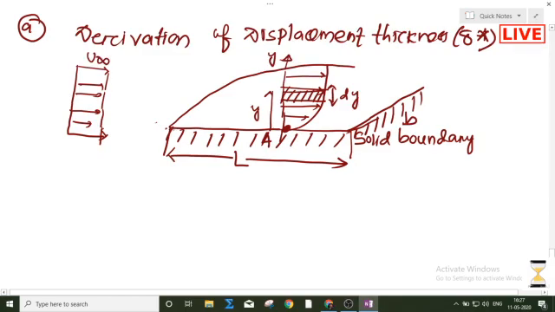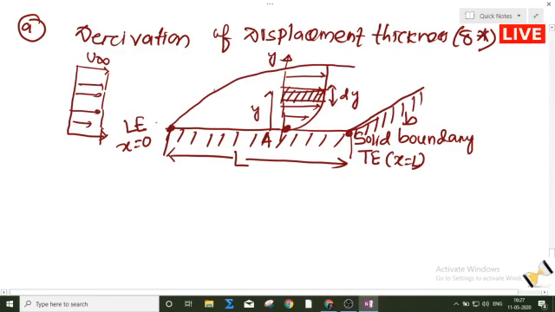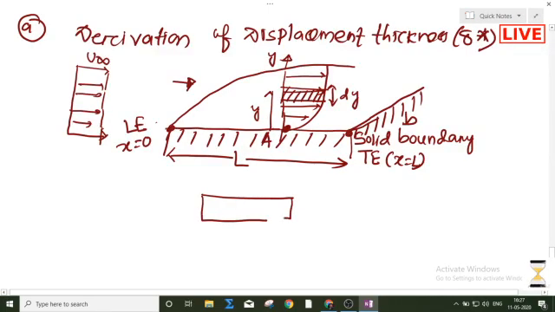This point is called the leading edge, where x is equal to 0, and this point is called the trailing edge, where x is equal to L. Now if you look at the side view of the strip, from this side, this will be your width, and the thickness will be dy.